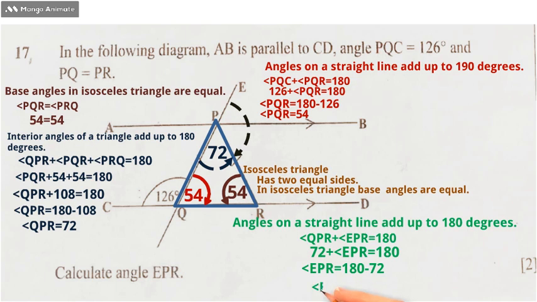EPR is equal to 180 degrees minus 72 degrees, which gives us 108 degrees. So the value of angle EPR is 108 degrees. As you can see, we have gone through those steps of identifying the angle and triangle, and also finding other angles so that we can find angle EPR. So that is the value of angle EPR, 108 degrees. Basically, that's what we need to do. We go to the next question.